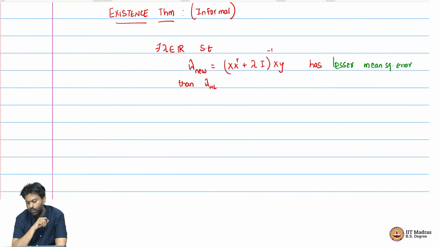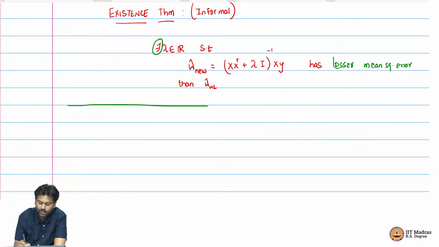The problem is, though, this is an existence theorem. It just says that there exists some lambda such that this is true. It does not tell us how to find this lambda, because this lambda will depend on your data itself. So, in general, there may not be a way to automatically find this lambda. So, then how do we find this lambda?